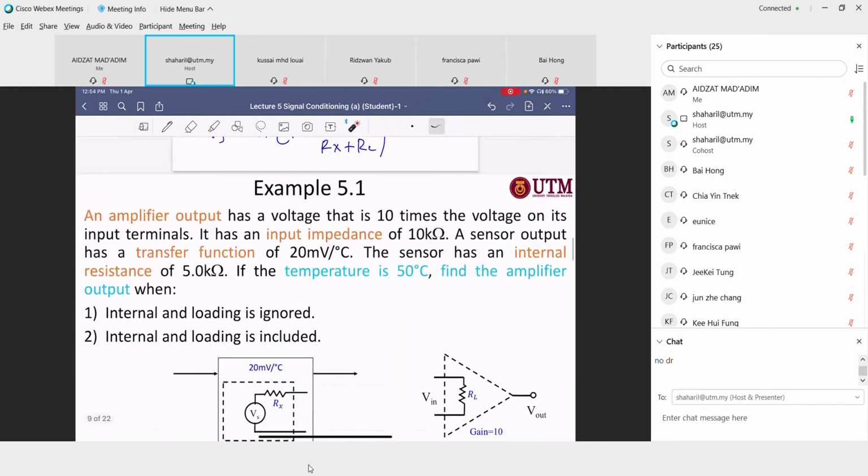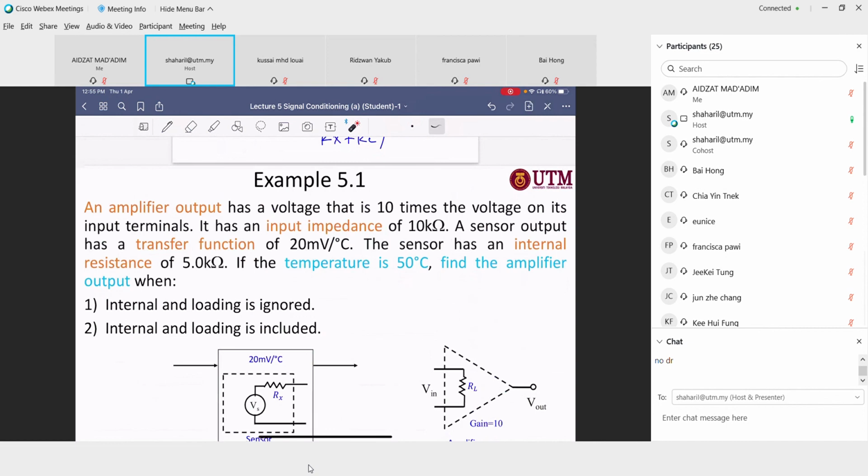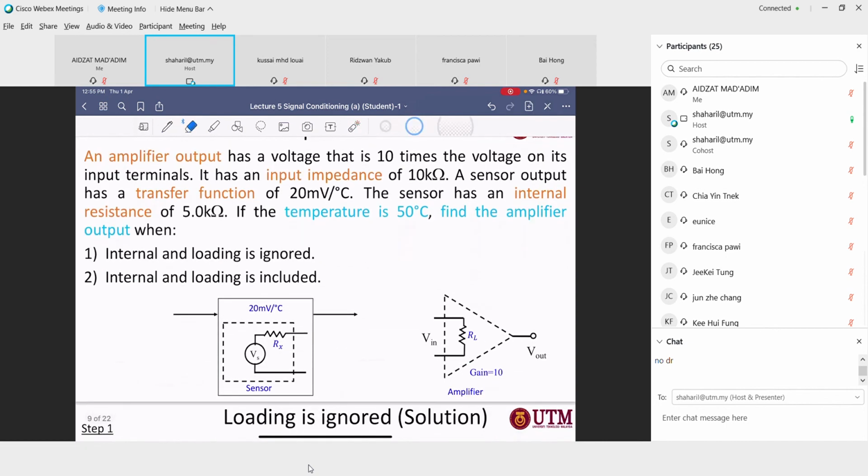So let's look, before we end our class, at example 5.1. An amplifier output has a voltage that is 10 times the voltage on its input terminal. It has an input impedance of 10 kilo ohm. This is the amplifier, the symbol is this triangle, and it has the input impedance, that means the RL, the load, equal to 10 kilo ohm.